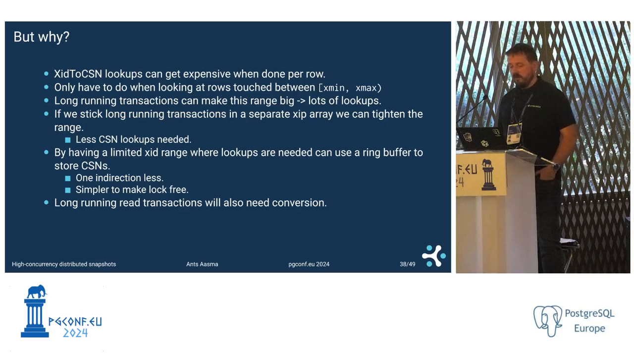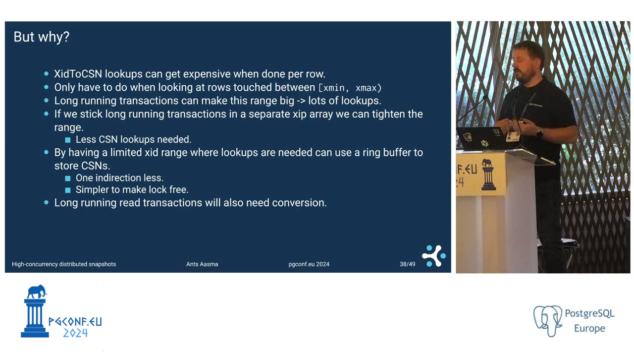So if we stick those long-running transactions in a separate array, we can tighten the range where we have to do those CSN lookups into a much, much smaller one. That means we have to do fewer of those CSN lookups. And maybe even more importantly, there is a higher probability that they will be in cache when we do this. And to ensure that they are in cache, this enables us to use a ring buffer to store those CSN values.